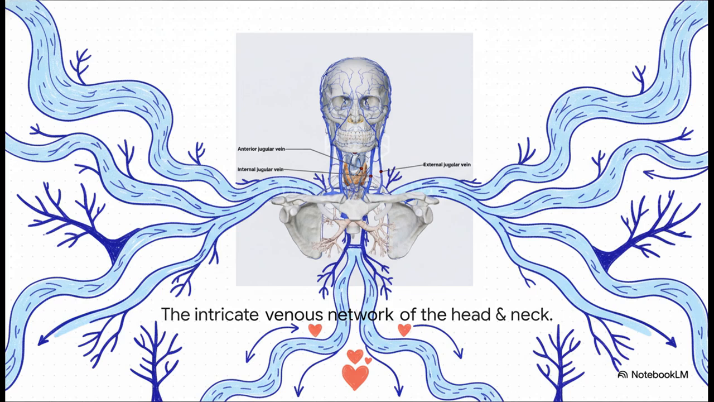Their whole job, their primary purpose, is to act as this master drainage system, pulling that deoxygenated blood from the tissues of your head and neck, routing it downward, and finally dumping it back into the right atrium of your heart. At first glance, I know it looks like this crazy, chaotic, dense forest of blue rivers, but I promise you there is a very, very clear logic to how this whole thing is laid out.